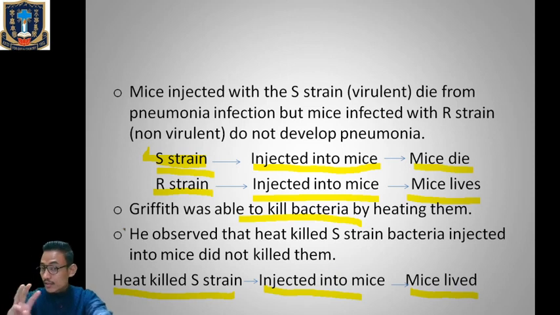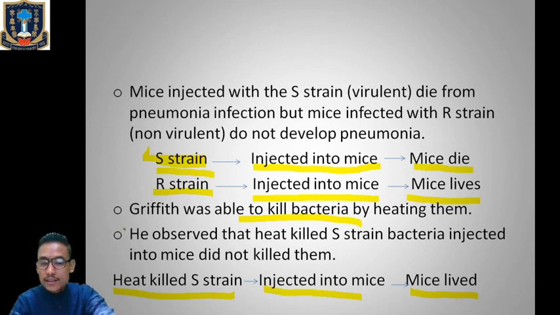So 3 cases we have learned so far. First one, when he injected the non-virulent R strain into the body of the mouse, it remained alive and healthier because it did not suffer from pneumonia. Second case, when Griffith injected S strain, which is virulent, the mice suffered from pneumonia and they died. Third one, Griffith applied heat and killed the S strain bacteria. When he injected this heat killed S strain into the body of the mice, they did not suffer from pneumonia and they remained healthier and alive.